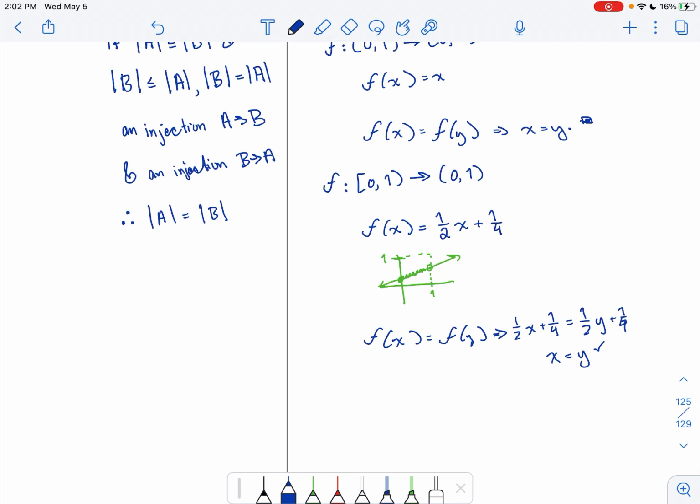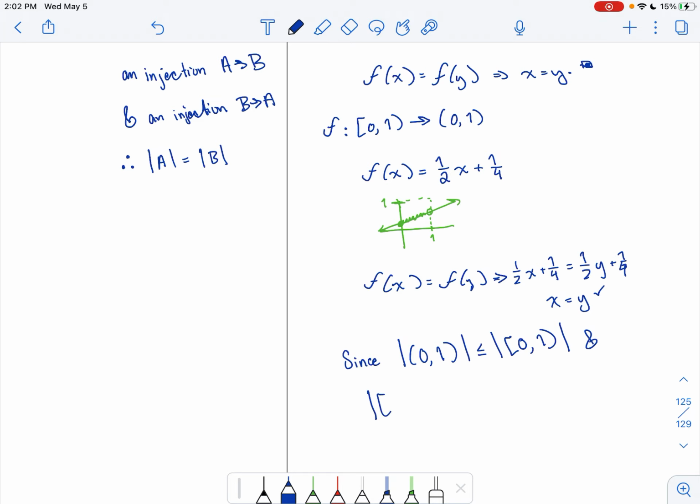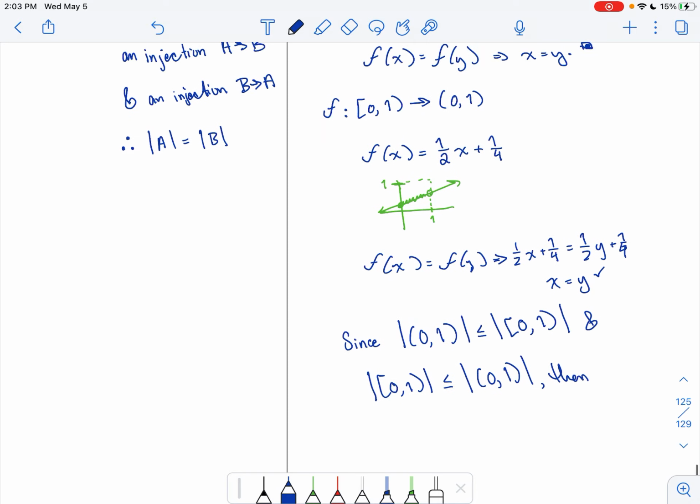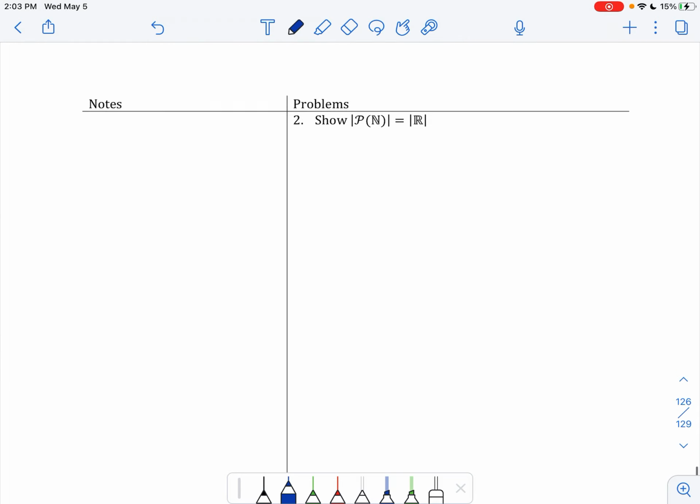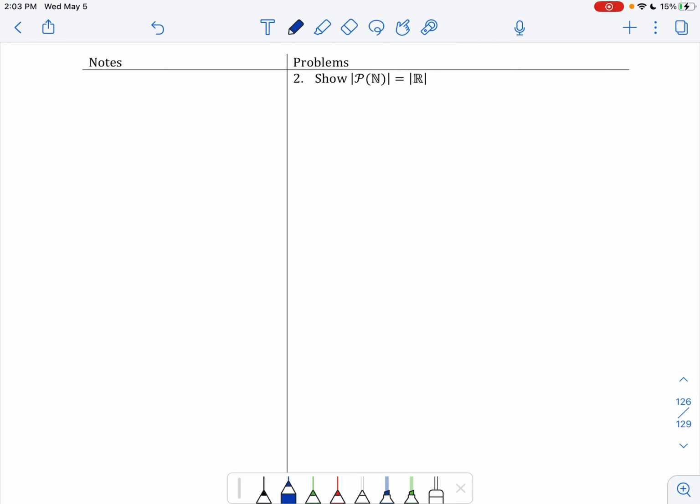Now, since we are able to write these two injections, the first injection says that the cardinality of open 0, 1 is less than or equal to closed 0, 1, and the cardinality of closed 0, 1 is less than or equal to the cardinality of open 0, 1, then we can conclude that they are equal. That's the use of the Cantor-Bernstein-Schroeder theorem. Now, several of your homework assignments are going to deal with power sets.